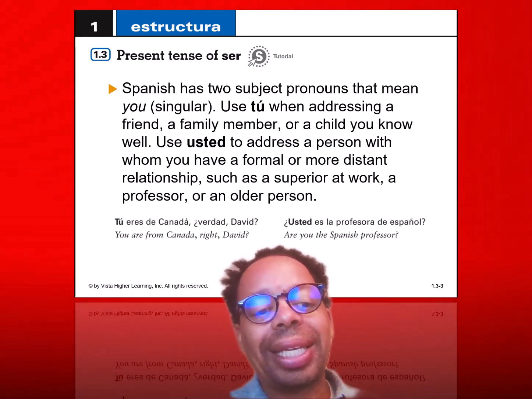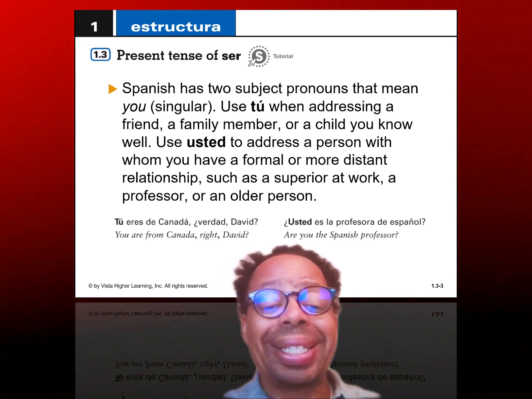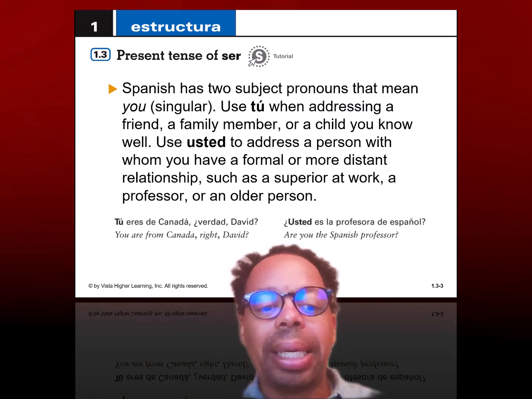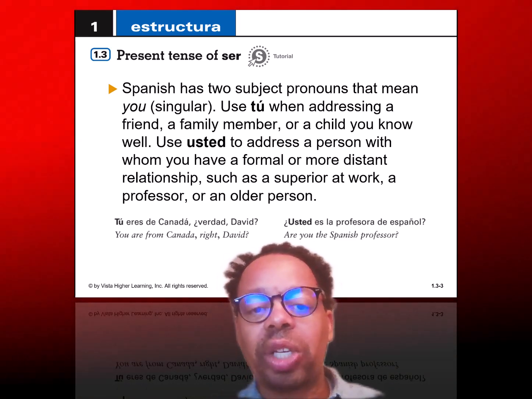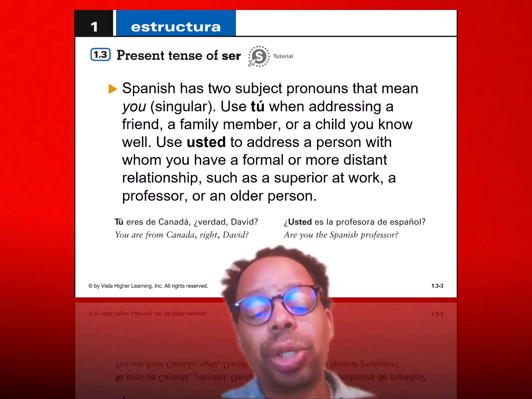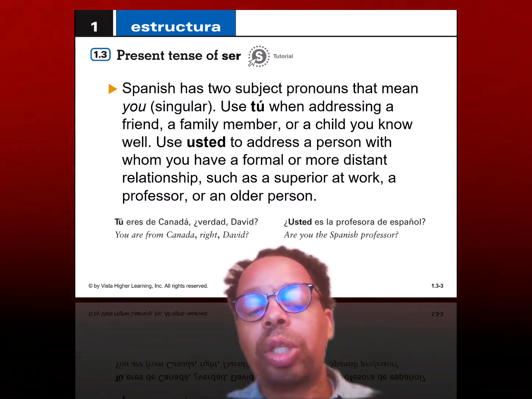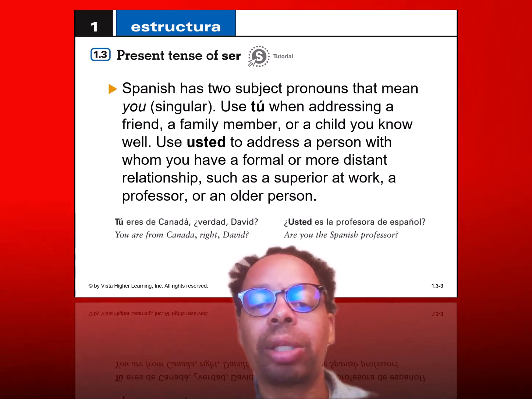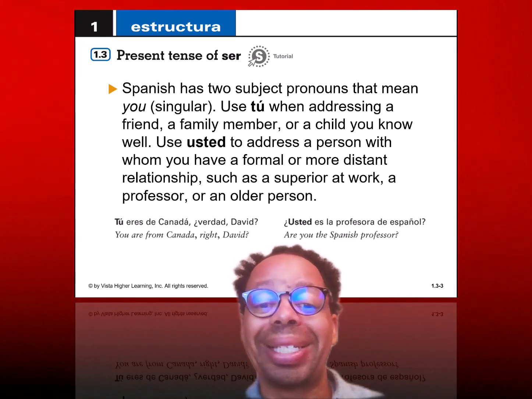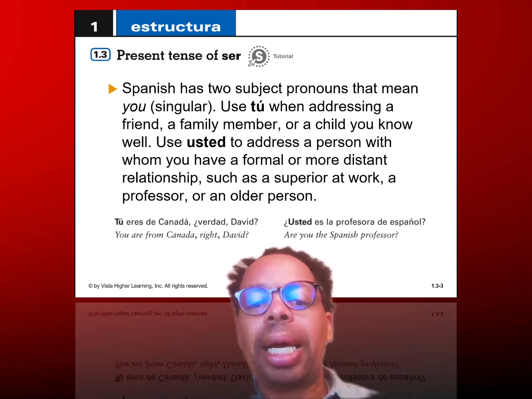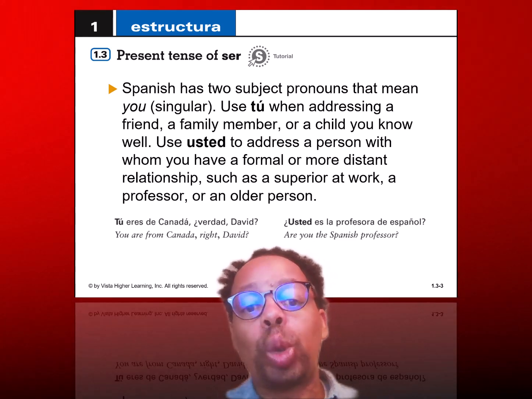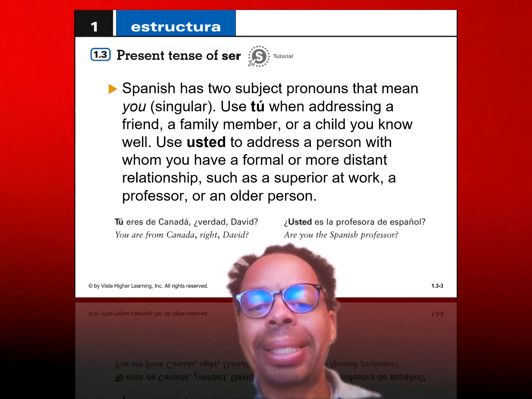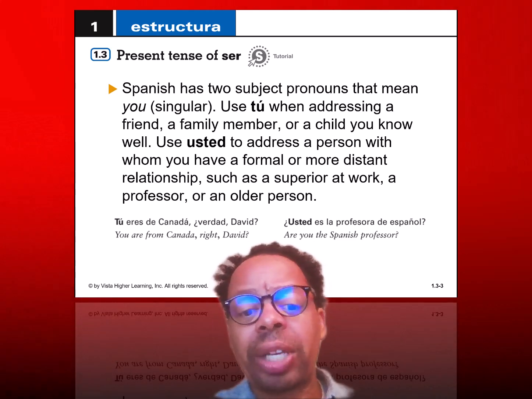So if you look at the examples below, tú eres de Canadá, ¿verdad, David? David, he's calling him by his first name, so he has somewhat of a familiar relationship with him. So he's going to use the tú form. And you see the tú eres, eres being the tú form of this verb ser, tú eres. Jumping over to the next example, usted es la profesora de español. Are you the Spanish professor?